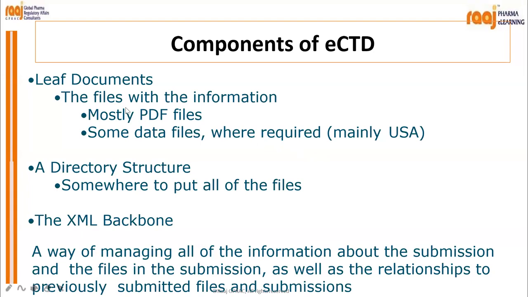So coming again to the components of eCTD, a leaf document is the file with the information, which is in PDF format. And some data files are required mainly for USA. A directory structure means what? Somewhere to put all the files. That is called directory structure. XML backbone means what? A way of managing all the information about the submission and the files in the submission, as well as the relationship to previously submitted files and submissions. So that's the reason it is called the XML backbone.